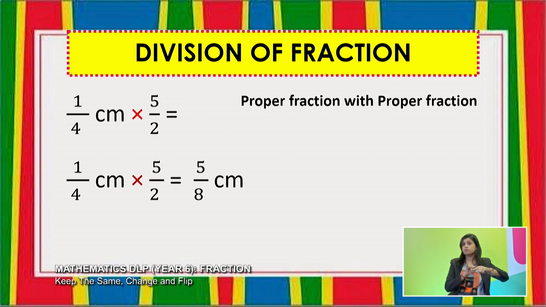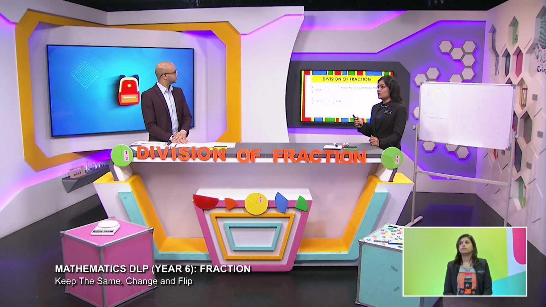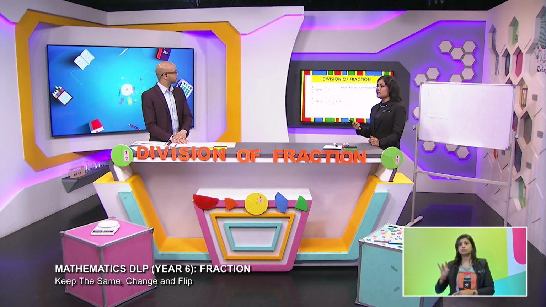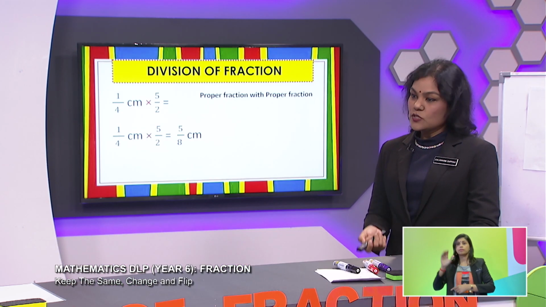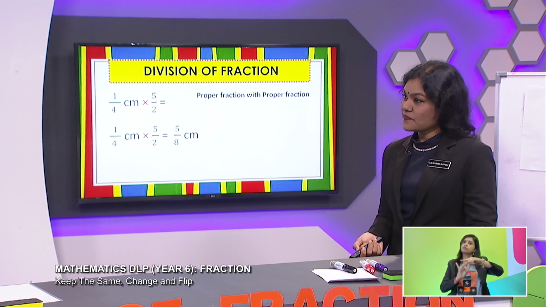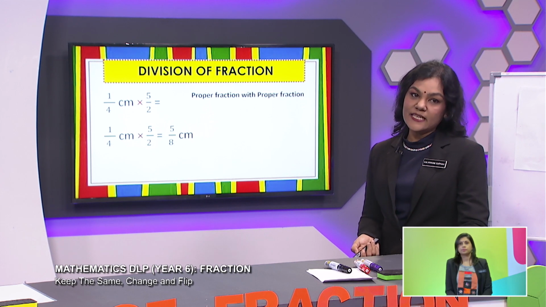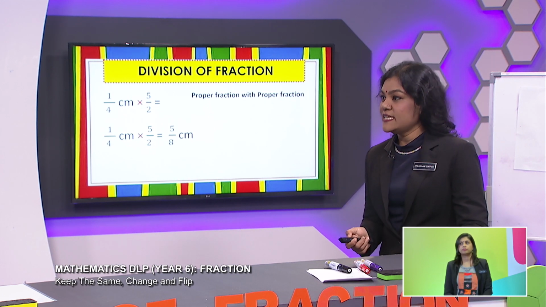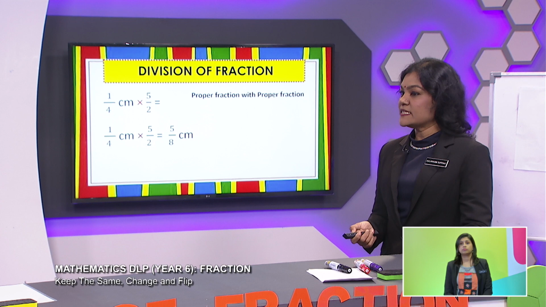Can you notice that? Then as usual we do the calculation. We multiply the numerator with the numerator and the denominator with the denominator. So the answer is 5 over 8. Yes, it is in the simplest form. 5 over 8 centimeter. Okay, you must say the unit together.